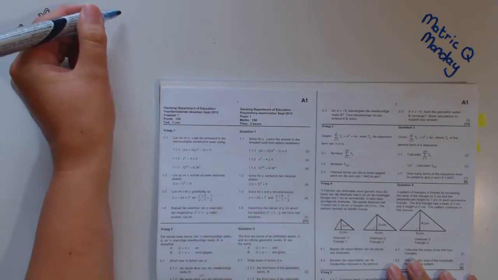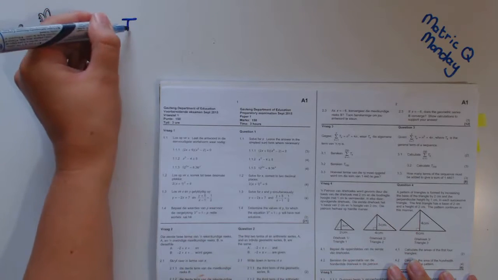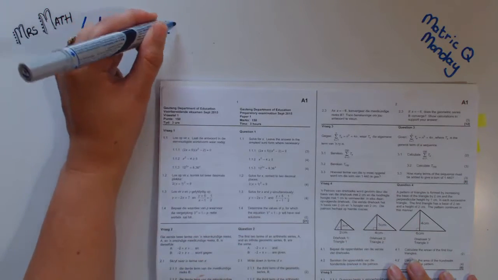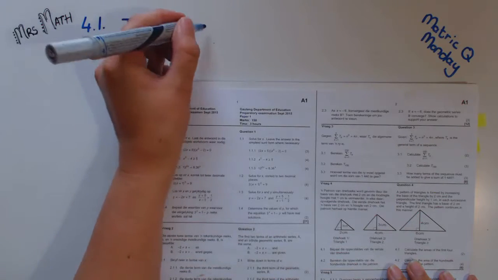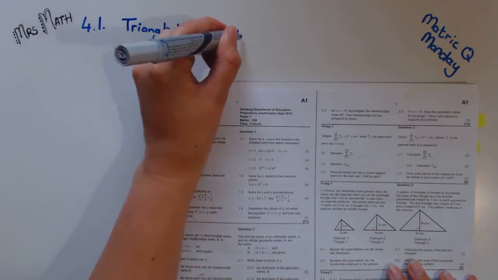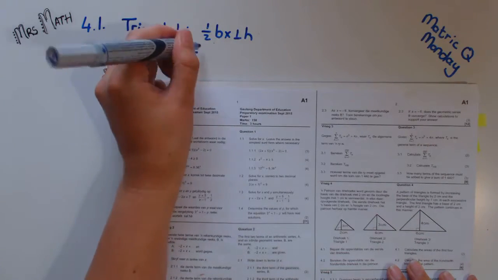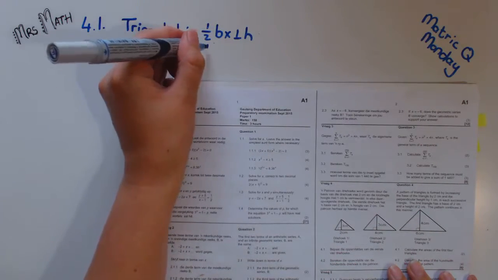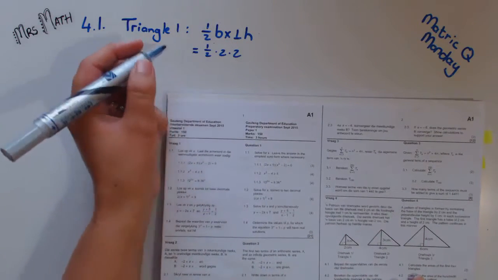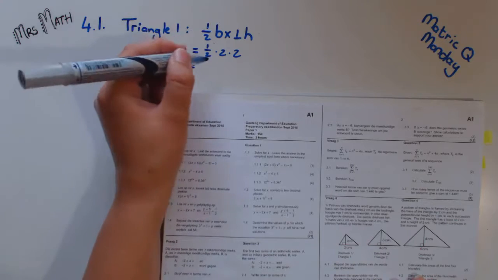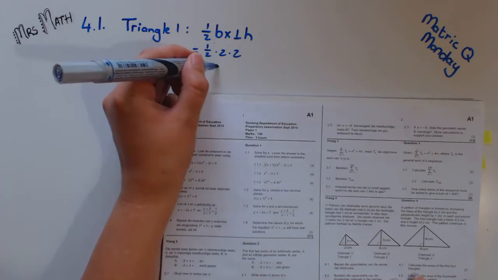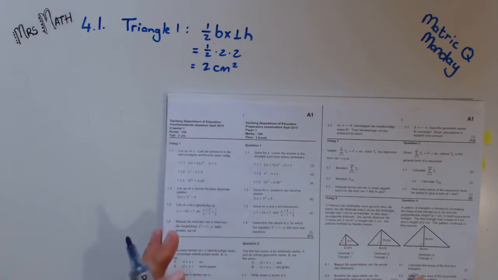Now the first 4 triangles, triangle 1 is the area of a triangle is half base times perpendicular height, which is the base is 2 and the perpendicular height is 2, so it's half times 2 times 2, and that is then 2. This is in centimeter, 2 squared centimeter, right?